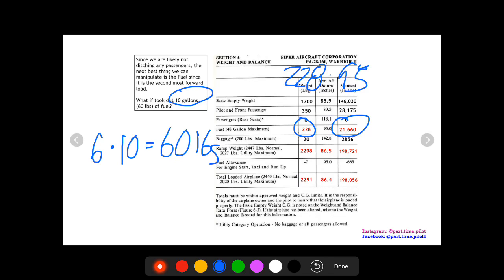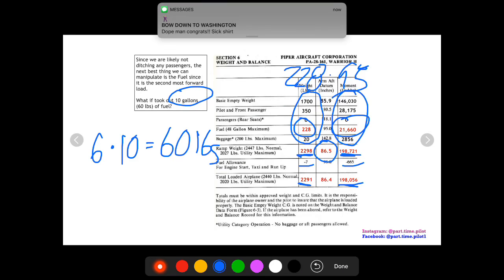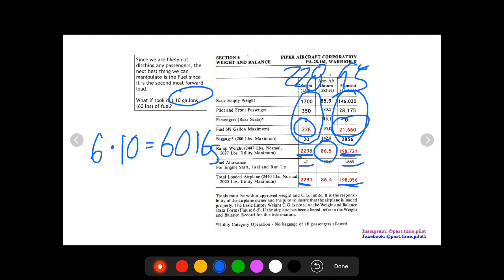Okay, again, this means we need to add up all these to get a new ramp weight, add up all the moments to get a new ramp moment, take moment divided by weight to get our CG, subtract 7 and 665 for the fuel we expect to burn during engine start, taxi, and run up, get our final takeoff weight, our final takeoff moment, and again, divide our moment by our weight. So we divide 198,056 divided by 2,291 to get 86.4.